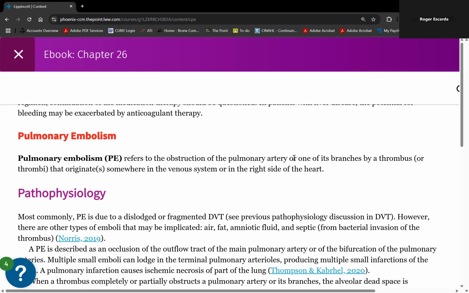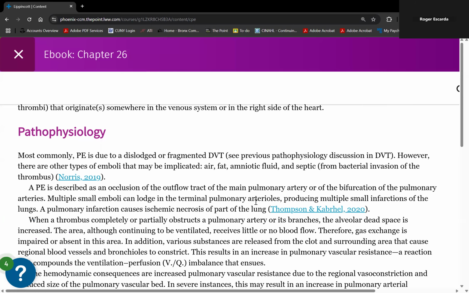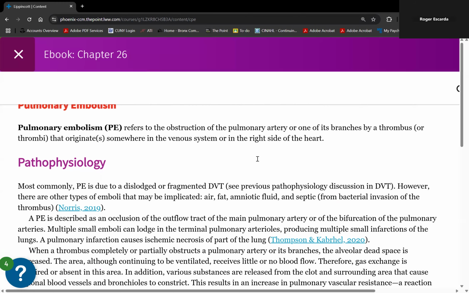No, it's in the artery. It tells you here, pathophysiology, it's a clot in one or more branches of the pulmonary artery. Here, you can have multiple small emboli and large in the terminal pulmonary arterioles. It's in the blood vessel. Why isn't this called pulmonary infarction? Why didn't the lung tissue die?